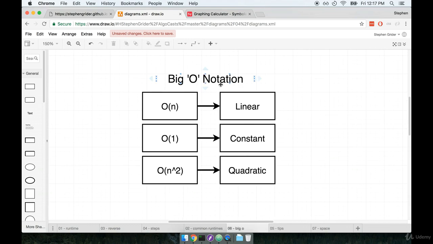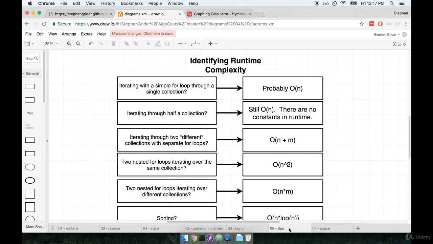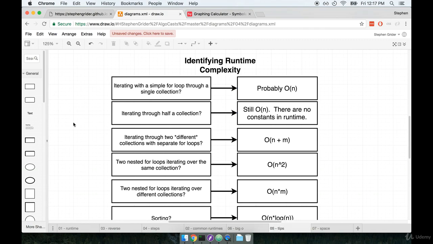The term big O in general means something slightly different in the academic world, but in an interview setting, anytime you hear runtime complexity or big O notation or anything like that, they're always asking you what is the efficiency of your algorithm. Now the next thing I want to tell you about is some tips around identifying runtime complexity.